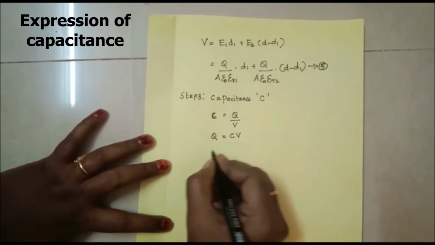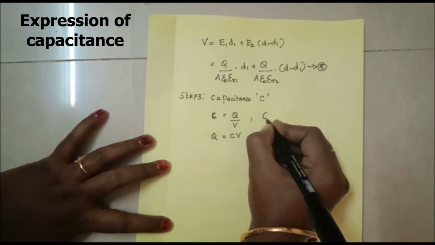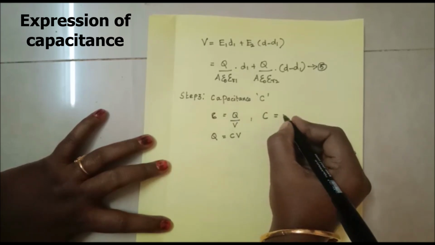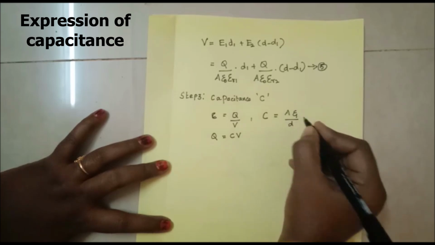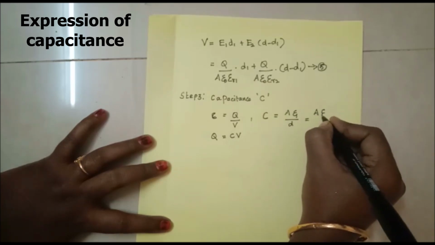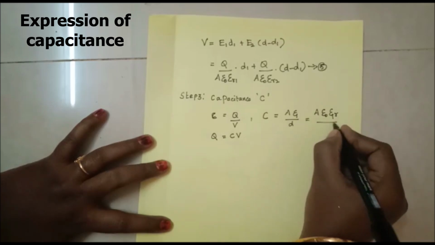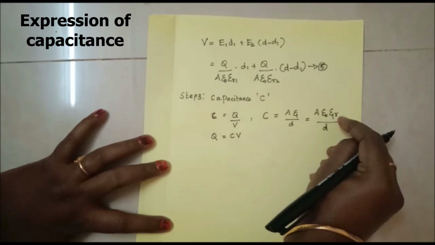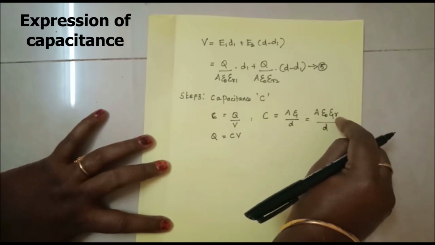Now we are going to write another expression for capacitance. C can also be taken as C is equal to A epsilon by D, and it is also written as A epsilon naught epsilon R by D, where epsilon R is an important parameter, and it can be taken for medium 1 as epsilon R1, for medium 2 as epsilon R2.